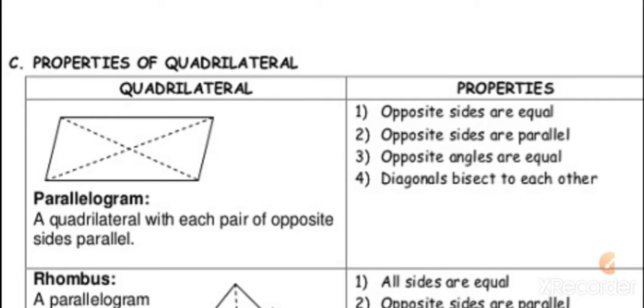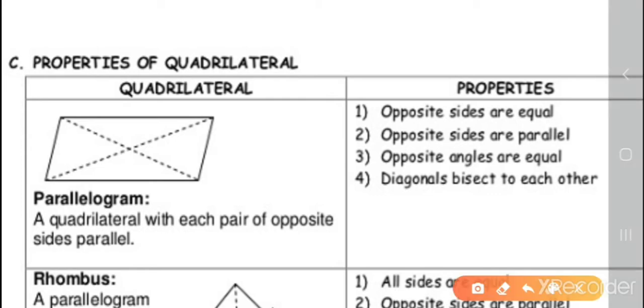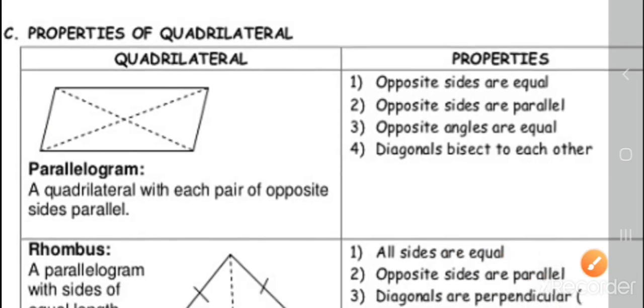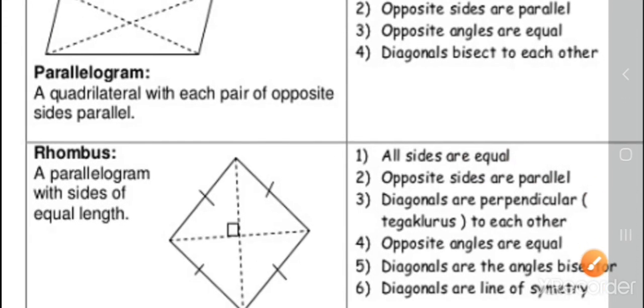First type is parallelogram. Why do we call it a parallelogram? Each pair of opposite sides are parallel. Opposite sides are parallel. That is why we call it a parallelogram. Now for the next ones, we'll see all the pictures, then come back again to the properties.